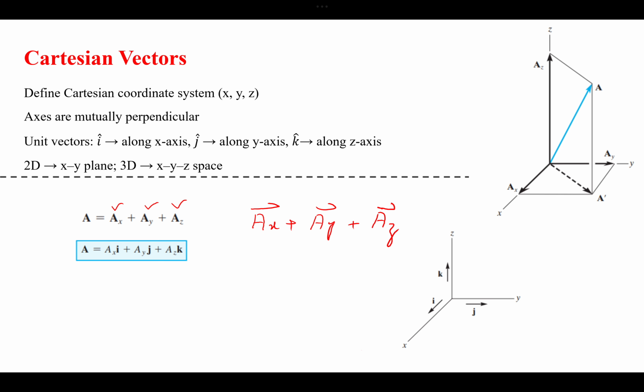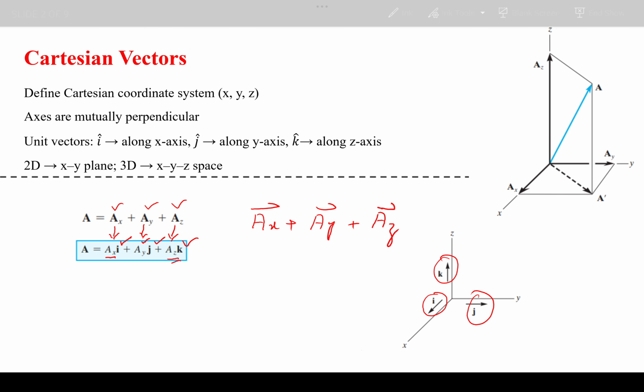Now you can split these vectors into magnitude and direction by writing the magnitude. For example, for Ax this is the magnitude, and then you write i to show that it is in the direction of x. Then simply Ay in the direction of j, y, and then you have Az as the magnitude and it has direction k, which is the z axis. So very simple, straightforward, nothing complicated here.